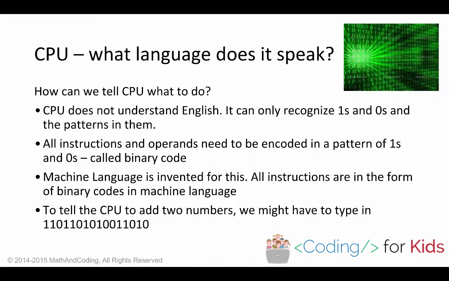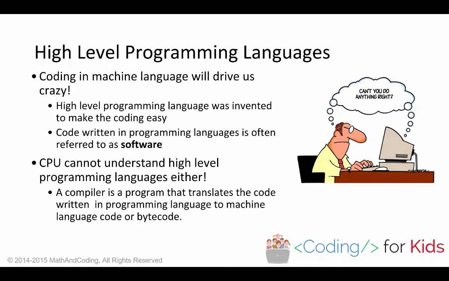I'm sure someone could do it if they had a lot of free time, but trying to code in ones and zeros would be close to impossible. That's why we have high-level programming languages. These help us tell the computer what to do. There's another setback. The CPU doesn't understand high-level programming languages. That's why we have a compiler, in our case the JDK, that translates the high-level programming languages into binary code.